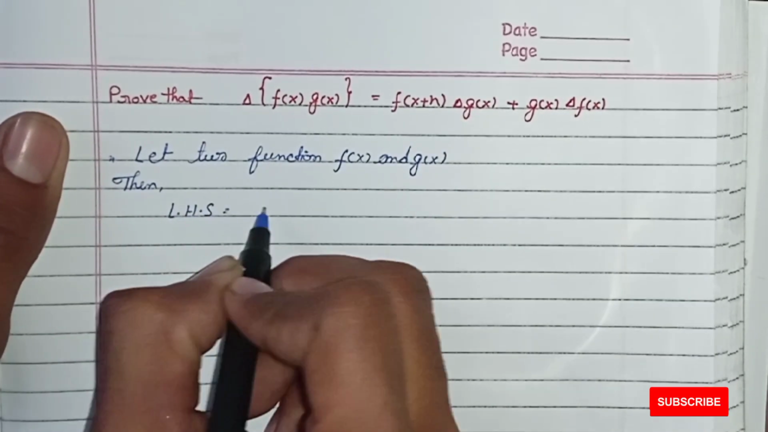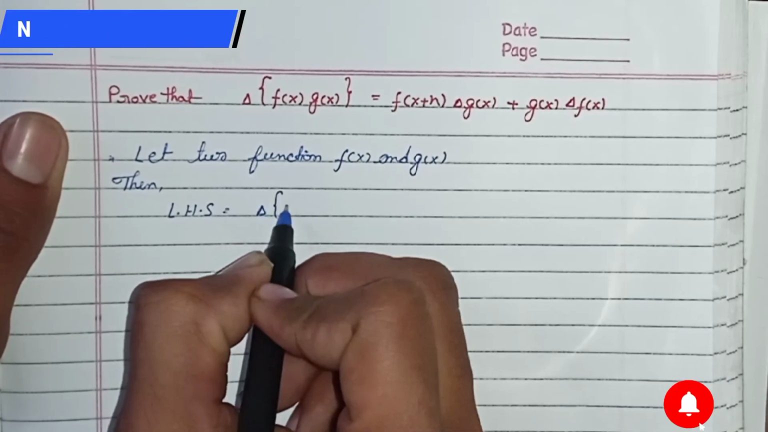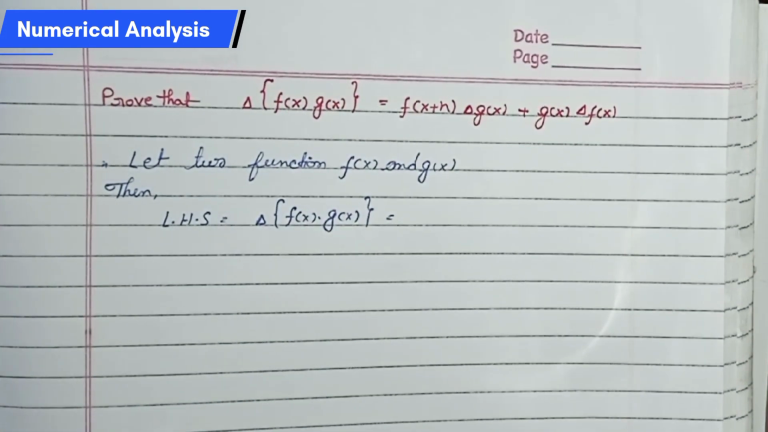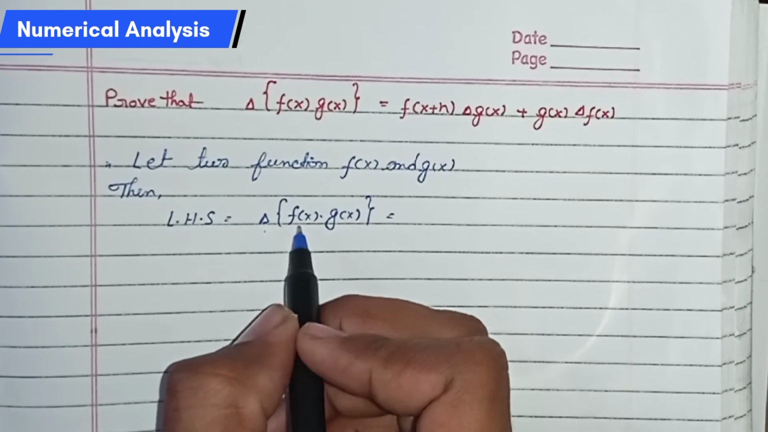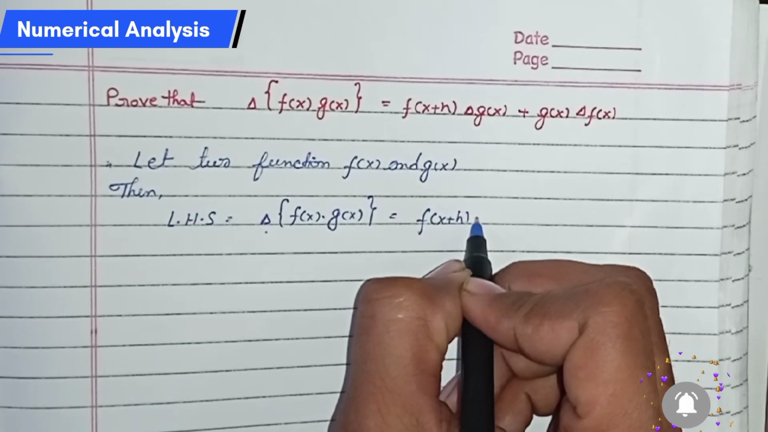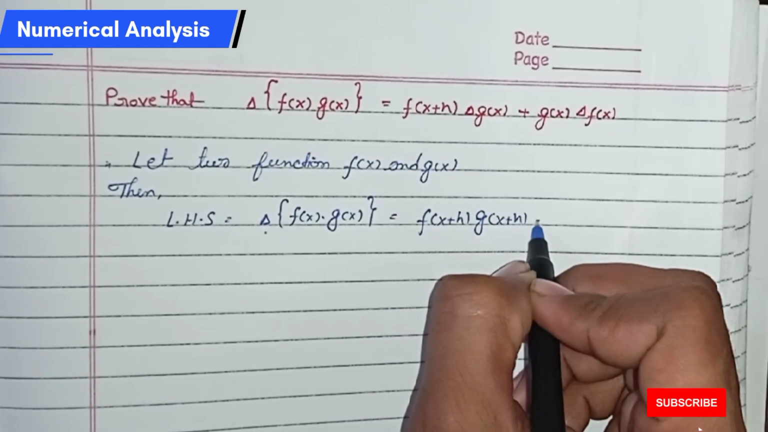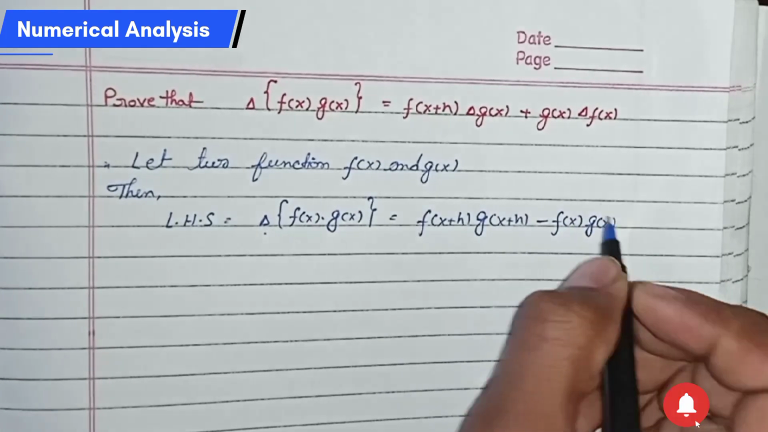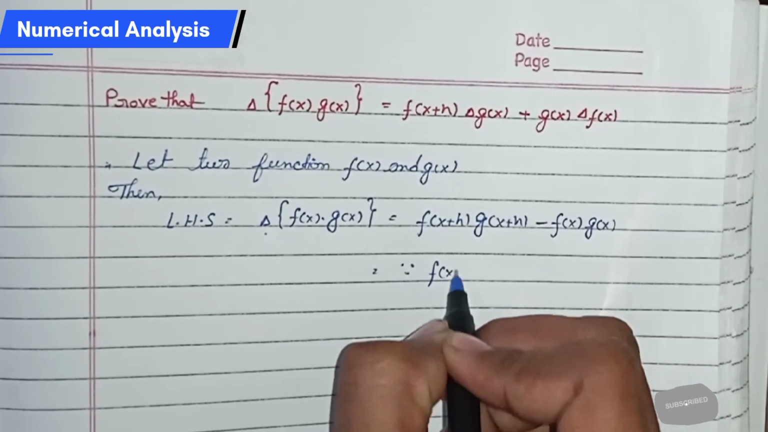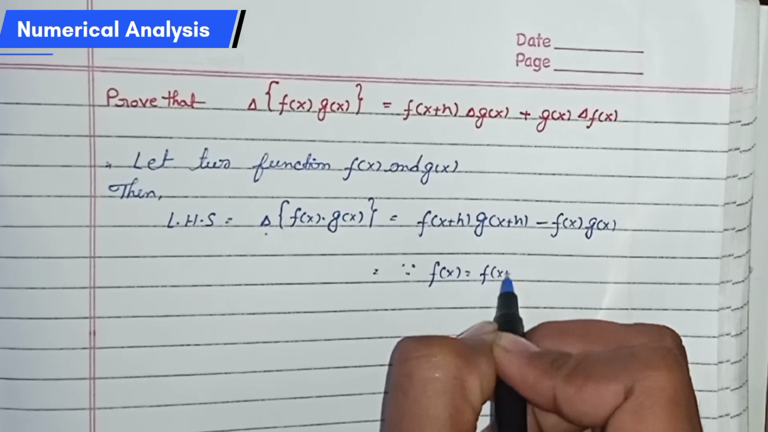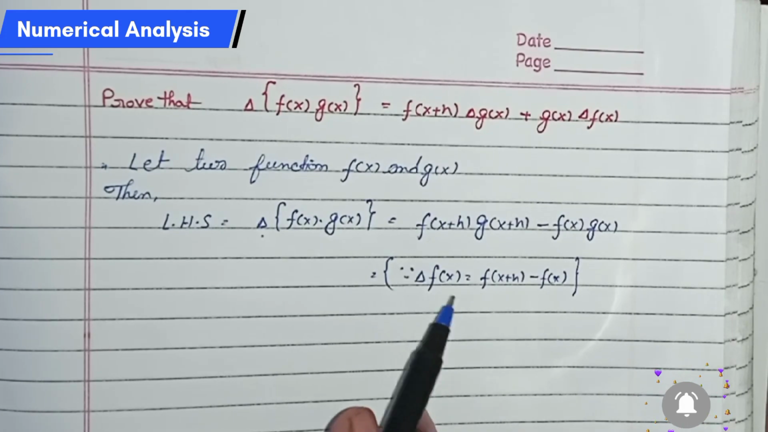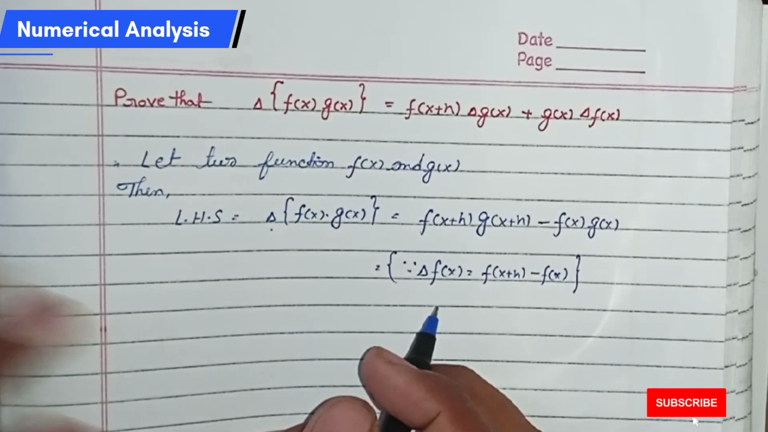Take the LHS side. What is the LHS side? Forward difference of f(x) into g(x). Okay, now this forward difference of the product, so we can write this as f(x+h) into g(x+h) minus f(x) into g(x). This is coming from here because of the forward difference of f(x) equal to f(x+h) minus f(x). There is the forward difference, so we read this in numerical analysis in the first.